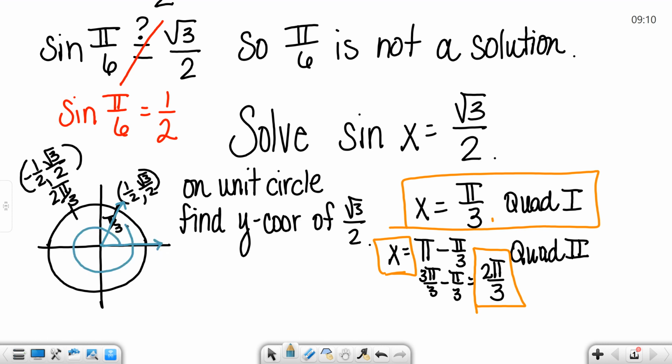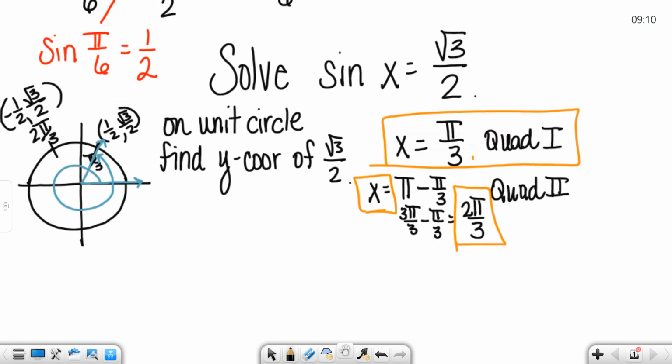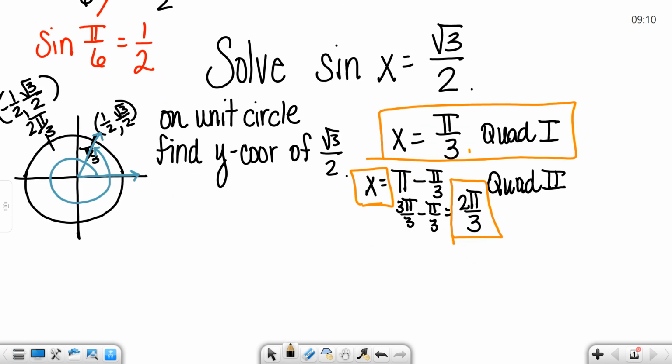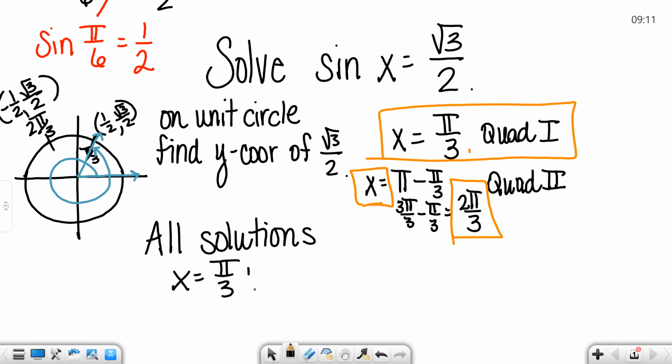Well, if I go all the way around the circle and go back there, that would be a coterminal angle. And I could do that any number of times, stopping at pi over 3 or stopping at 2 pi over 3. So I need to identify all possible answers. So I cannot say that pi over 3 and 2 pi over 3 are all solutions. All solutions would be x is pi over 3 plus however many times around the unit circle you want to go.